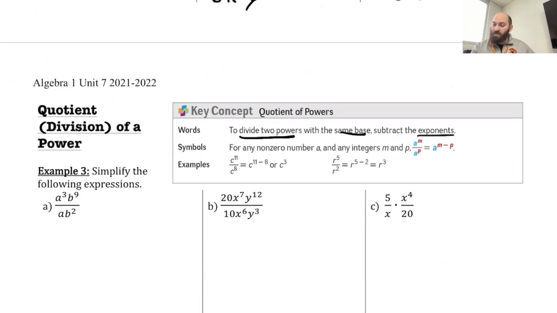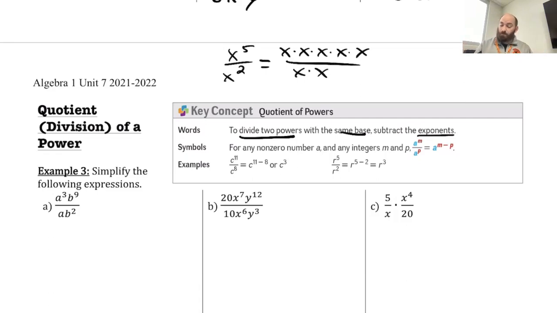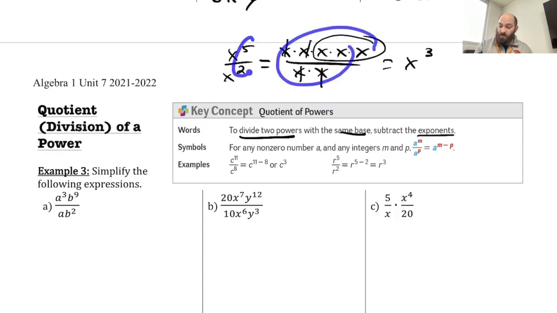And again, let's use this as a quick example. Let's say I have x to the fifth divided by x to the second power. That's the same as 5 x's on top, 2 x's on bottom. In this fraction format, I can actually cancel out these common x's like this. So I can get rid of 2 of them from the numerator, 2 from the denominator. I'm left with x to the third power. This property is a shortcut because instead of writing it out separately like this, I could just take 5 minus 2. 5 minus 2 gives me 3, so that's my shortcut.